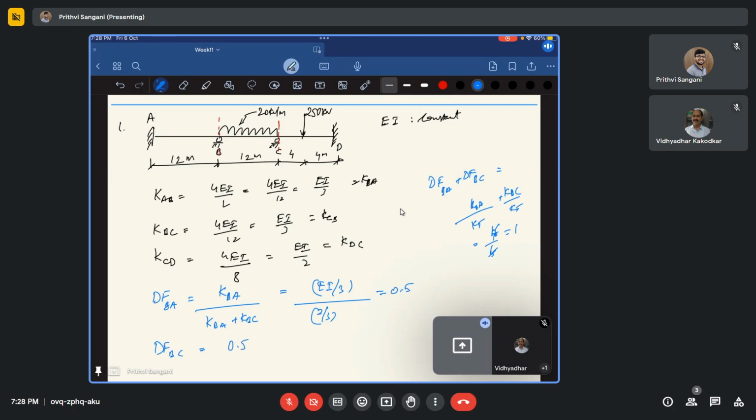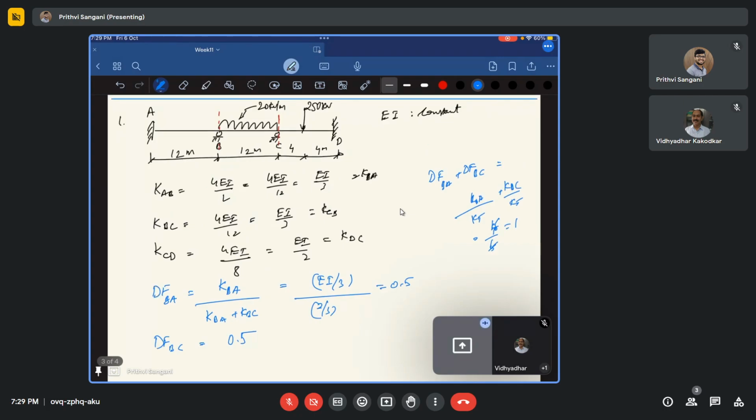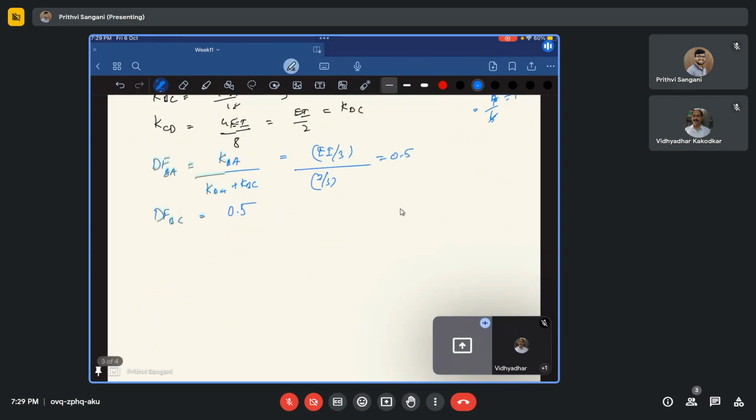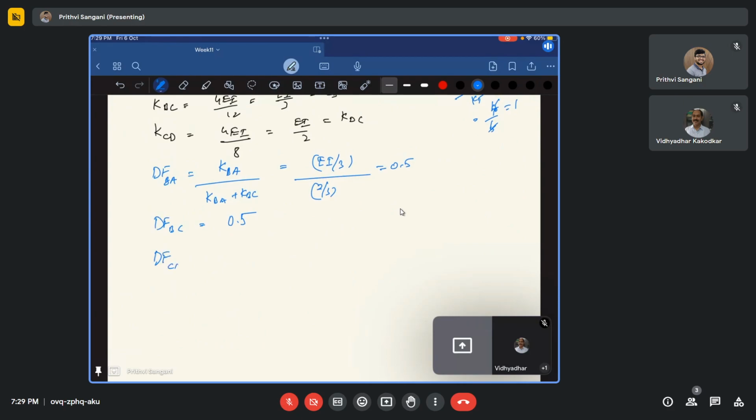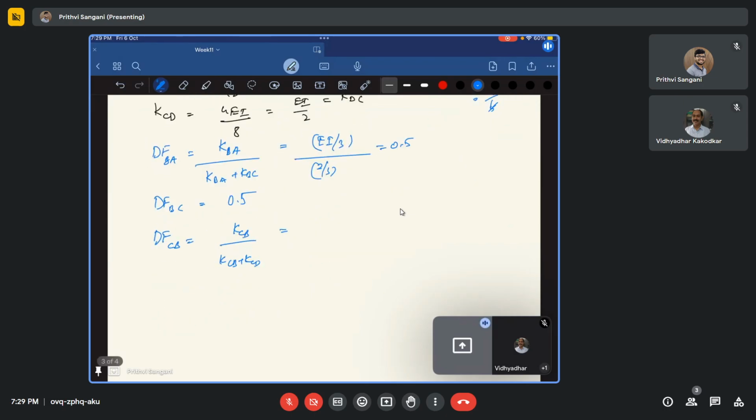What does this 0.5 mean? If you apply an external moment M, I'm not talking about the internal moment for now, then MBA is going to be M by 2 and MBC is going to be M by 2. That is the concept behind the distribution factor. Next, we need to find the distribution factors for the next joint, joint C. DFCB is KCB divided by KCB plus KCD, and KCB is EI by 3.